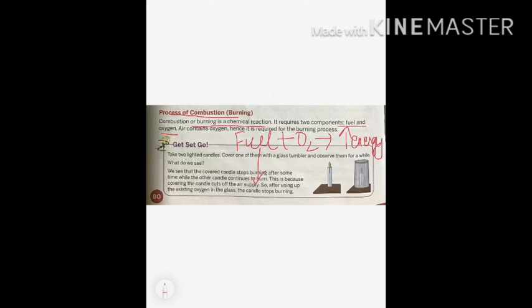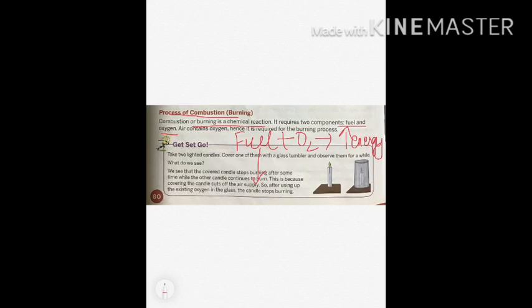For example, examples of fuels are wood. Wood we are burning to release heat energy and light energy. It can be petroleum products also, like petrol, diesel. It is also burnt to run the vehicles. So it is very important. Anything which is burnt is fuel.